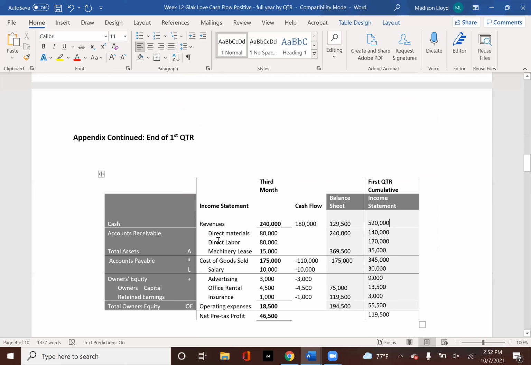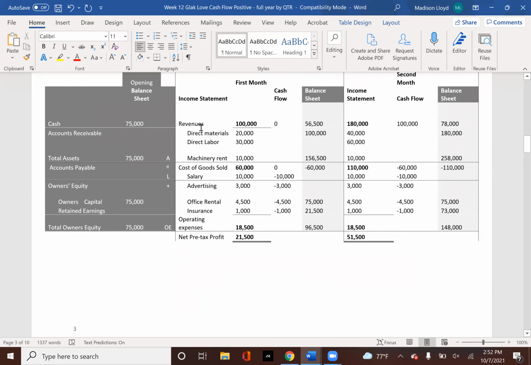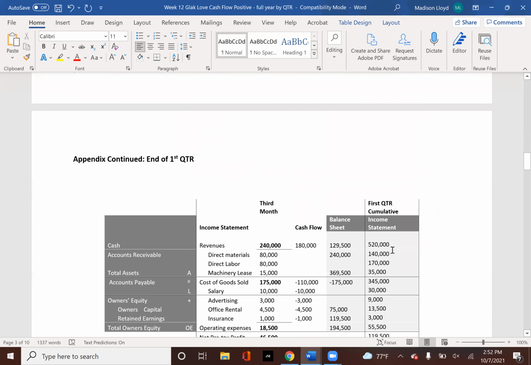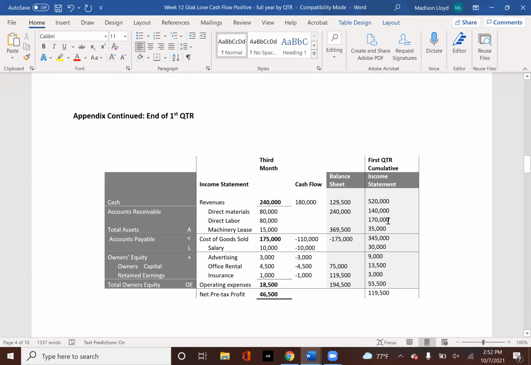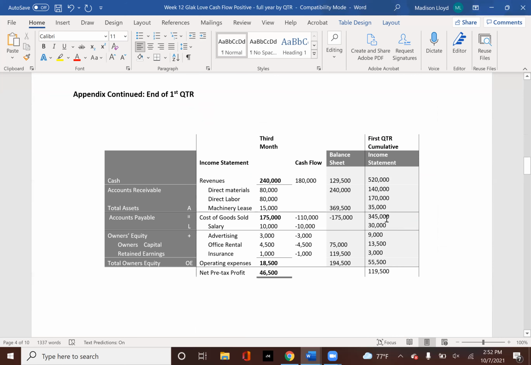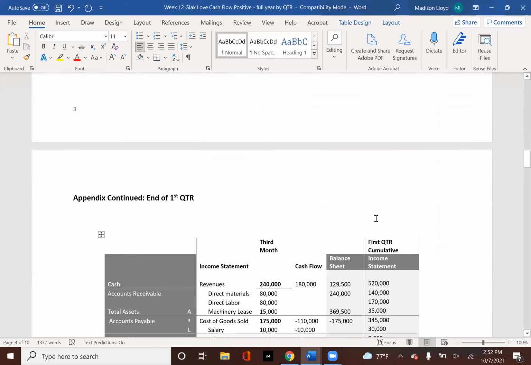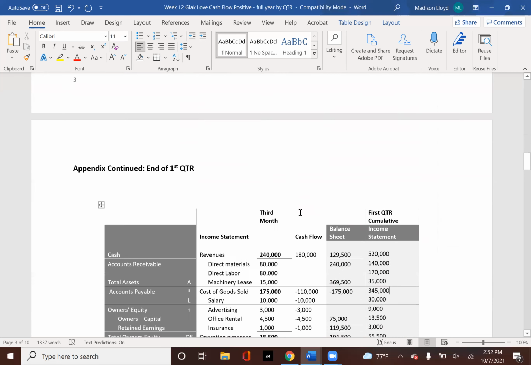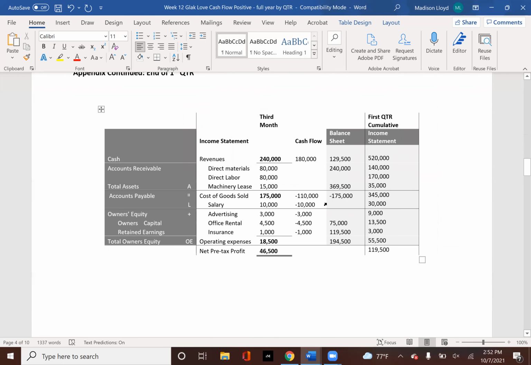Direct materials, add up all your direct materials right here, right here. You're going to come out with 140,000. Direct labor, add all of those up. Your machinery lease, add all of those up. Your cost of goods sold, you add all of those up. So this is going to be 60,000 plus 110,000 plus 175,000 equals 345,000 cost of goods sold.